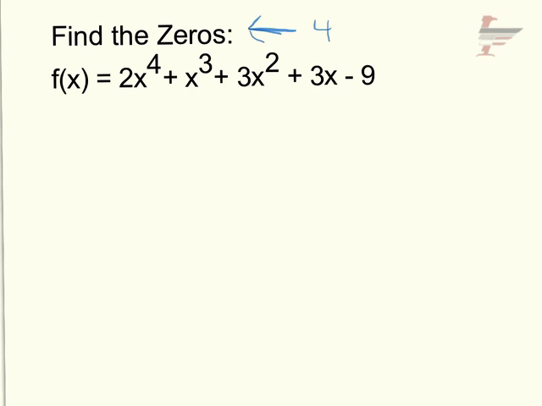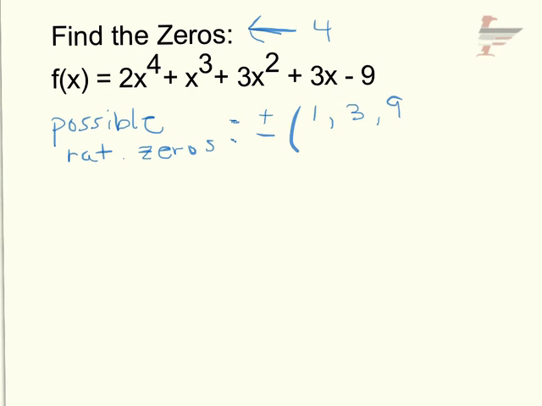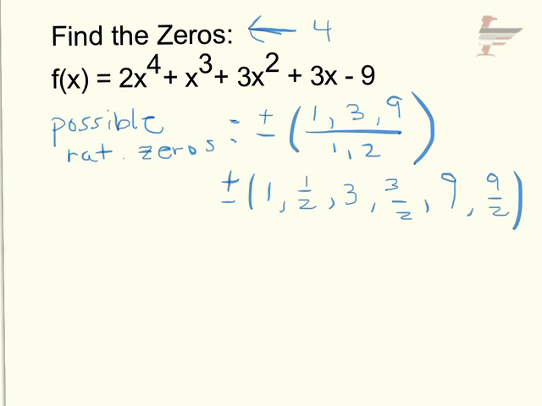I don't have my graphing calculator, so maybe I should start by listing possible rational zeros. So possible rational zeros are all of the factors of 9, so 1, 3, 9, divided by all the factors of 2. So that means I could have 1, 1/2, 3, 3/2, 9, and 9/2.